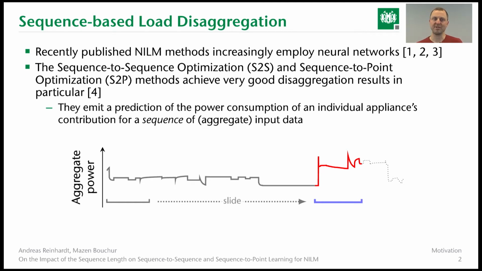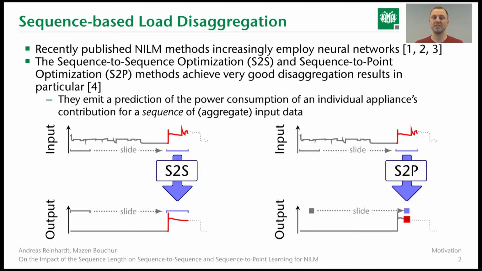And for that reason, we've tried to investigate in more depth to see if there was even more to gain by parameterizing them correctly. Shown here on the left, we see the sequence-to-sequence method, which makes a prediction of an appliance's power consumption for the same duration as the input sequence. On the right-hand side, we see the sequence-to-point method, which takes a sequence at the input, but then only makes a prediction for a single point at the center of that input window.